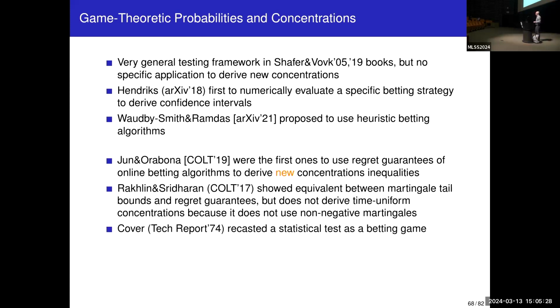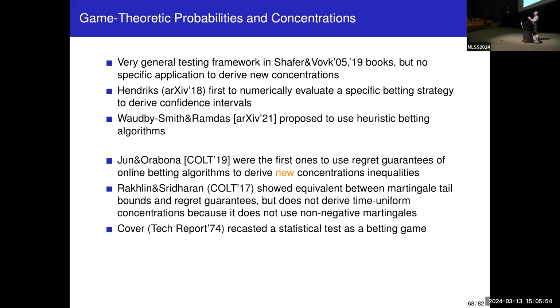But if you want to really find the first person that described this idea, you have to go back to Cover. This is a technical report, probably rejected from Annals of Stats, because it's written in the footnote submitted to Annals of Stats, and it's not in any Annals of Stats, I looked, in which he was the first one that recasted a statistical test as a betting game.